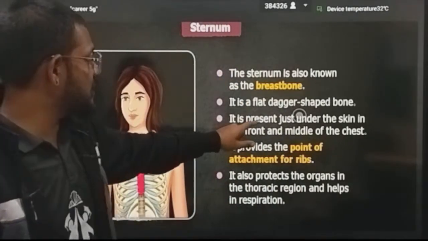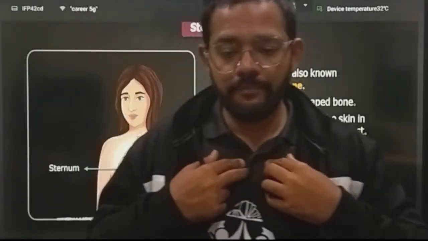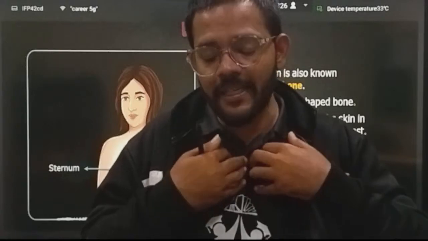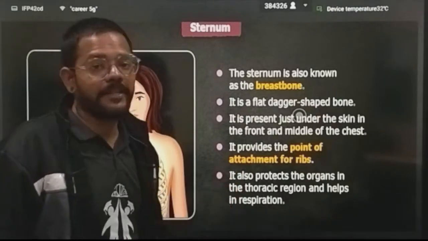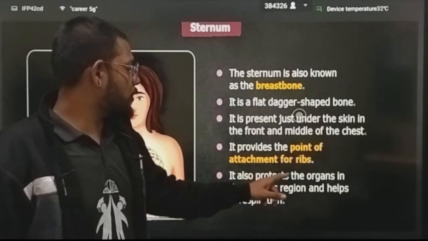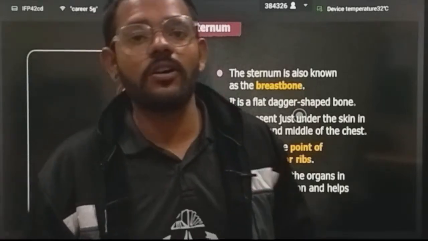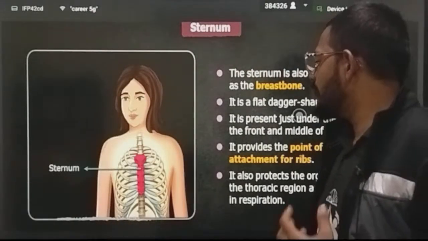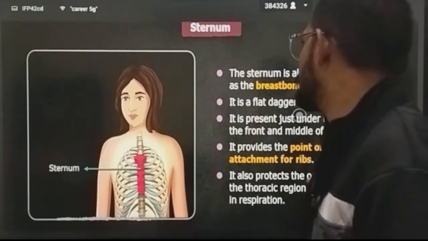It is present just under the skin in the front of the middle of the chest. Below the skin present in the middle part of your chest, you will find this bone. It provides the point of attachment for ribs. It also protects the organs in the thoracic region and helps in respiration, because some muscles are attached to that part, and that's why it also helps in respiration.